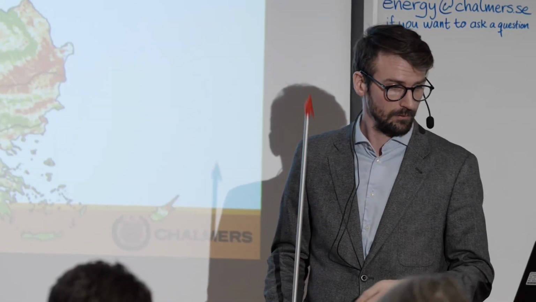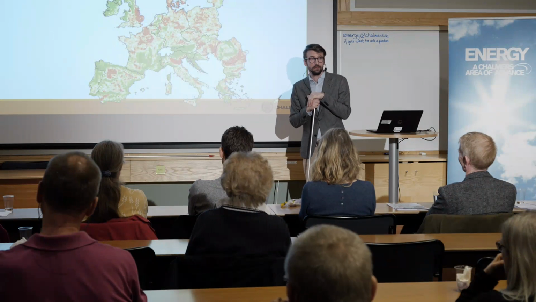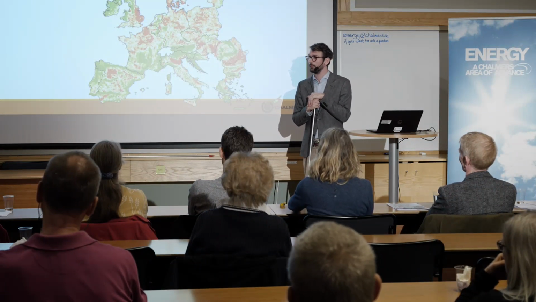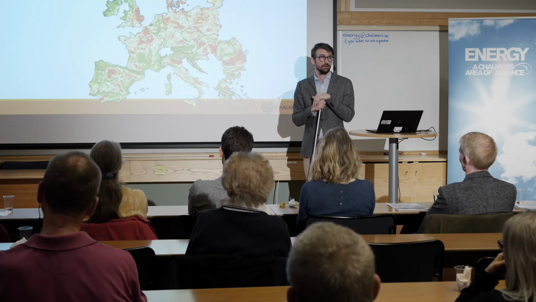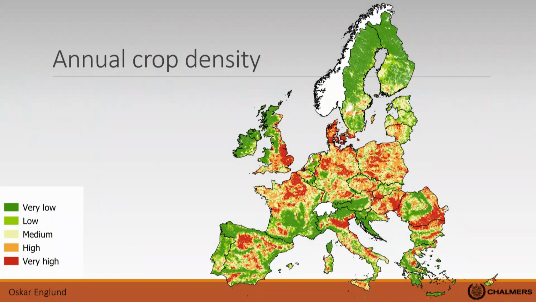And we used the same classification for mitigation effectiveness. So here we have the annual crop density in Europe. And this means annual crop density is the share of the total vegetated area in each specific landscape that is annual crops. It's used for annual crop production. And we see that we have some areas where we have a very high.